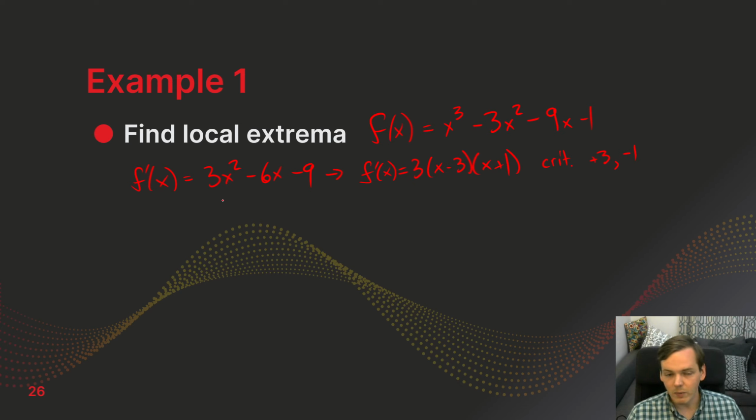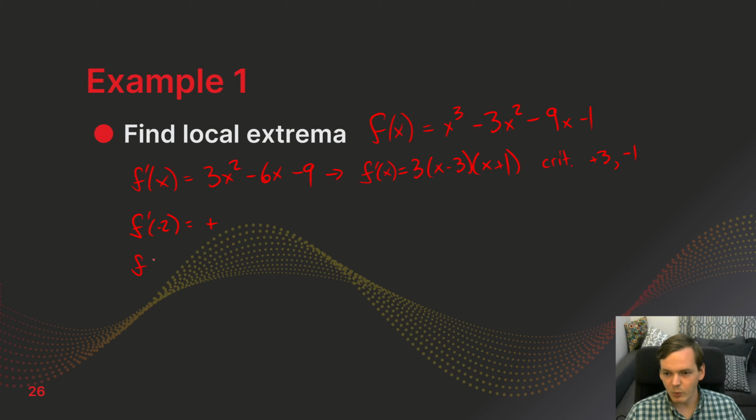So we need to look at what's happening kind of on either sides of this. So I'm going to evaluate f prime of negative 2, and that's going to give me a positive number. We don't care particularly what positive number it is, we just care that it's positive. So I can do this real quickly by looking at the signs here. Negative 2 minus 3 will give me a negative number. Negative 2 plus 1 will give me a negative number. Negative times negative is positive.